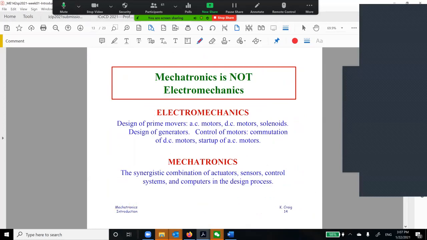It's also not just electromechanics to make things electrified. Previously we treated them separately, like you have motors, solenoids, generators, then control them, start up, stop, AC motors. All these things are electromechanics. We are going to cover some of these in the actuator section in the later part of the course. But for a mechatronic system, it's a closed loop, all in.